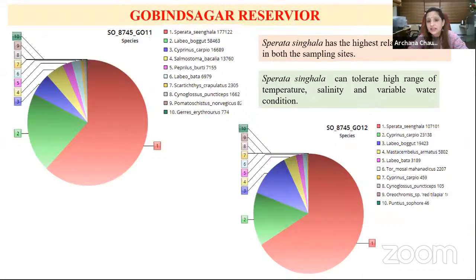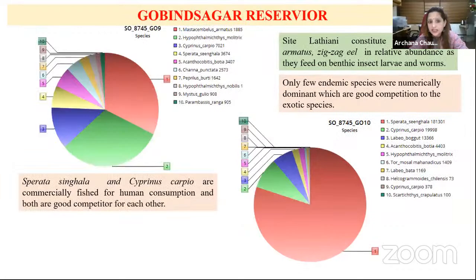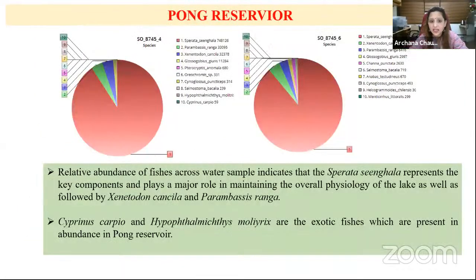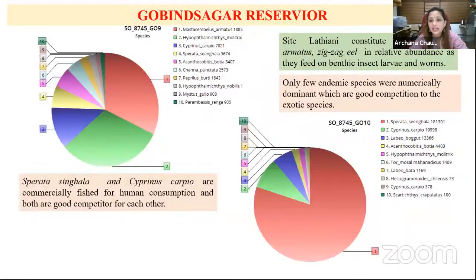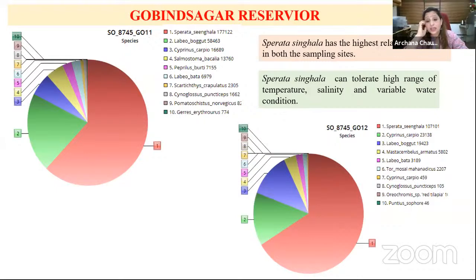Similarly, in site 11 and site 12, we can see that in the sites up to here, that is site 7, site 8, 9 and 10, only the exotic species are more dominant as compared to the indigenous species. But in site 11 and 12, like that of the Pong Reservoir, we found that Spiretta singhala, which is the indigenous variety, is more dominant as compared to the exotic species.